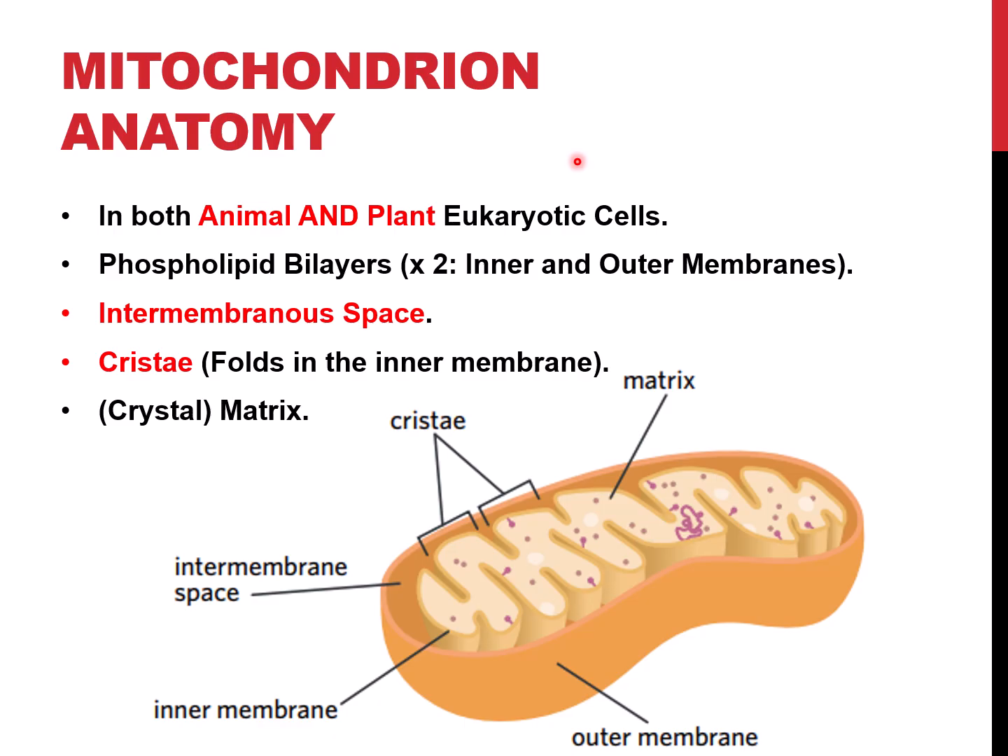It has a double phospholipid bilayer, so an inner membrane that you can see here, and then the outer membrane in the orange there. There's the intermembrane space, obviously, which is in between those two membranes. And then we have the matrix in the middle, which is inside the inner membrane. And the folds on that inner membrane are called the cristae, and they're really important too. So the intermembrane space, super important. The cristae, super important. The matrix, super important. And, of course, outside the mitochondrion is also important too.